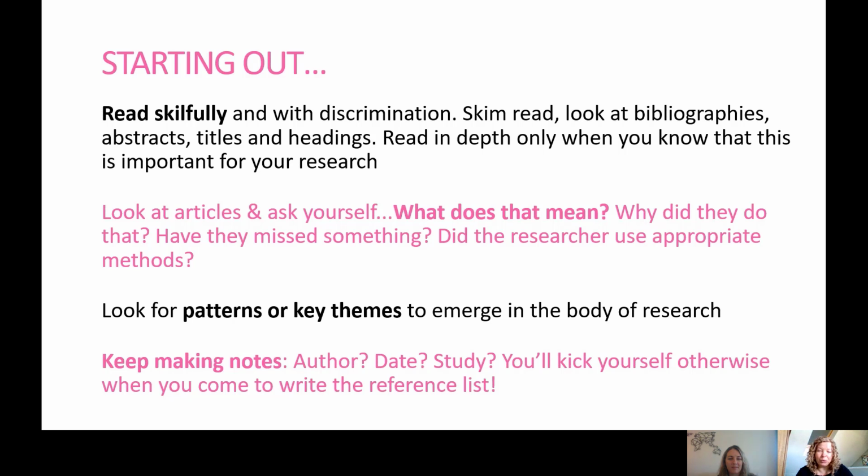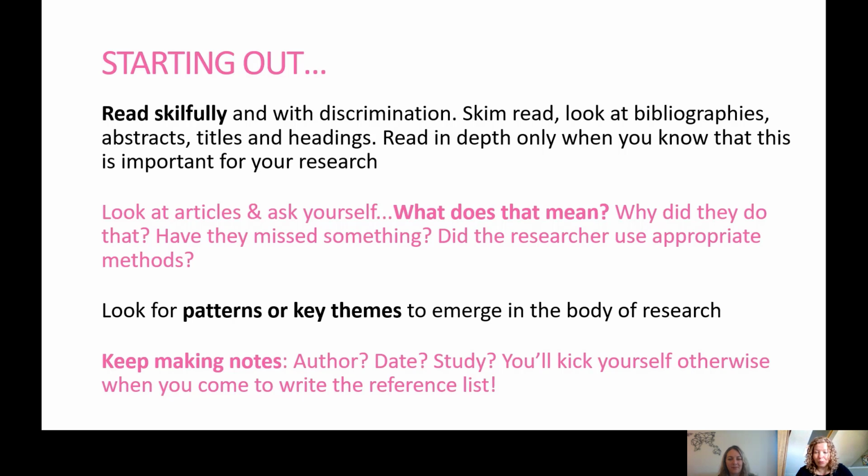When you're reading, you also need to read actively. So think about within the article, what does it mean that they're saying? Why did they do something in the way that they did? Did they use a particular methodology for a particular reason? Do you think that they've missed something? Could they have used another method to be able to get similar or different results? Do you think it's an appropriate method that they've used? Also try to find patterns or key themes that are emerging from the body of research.